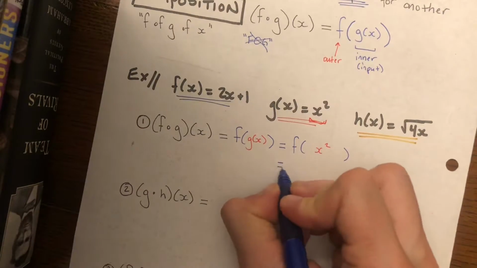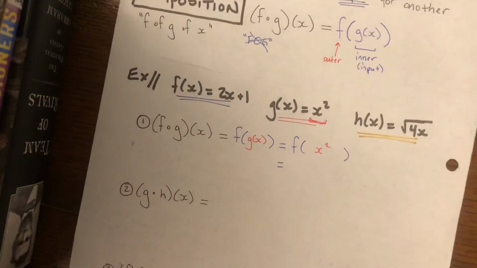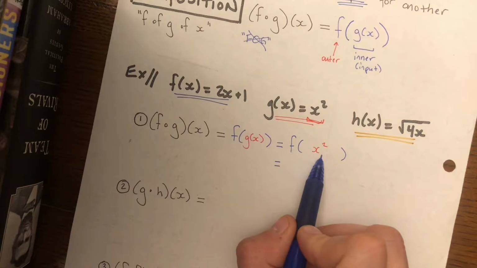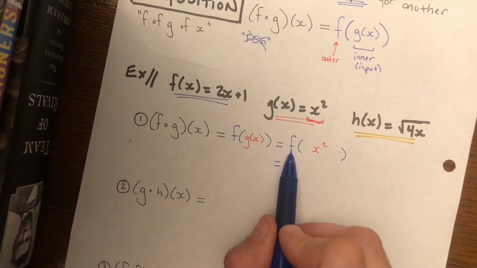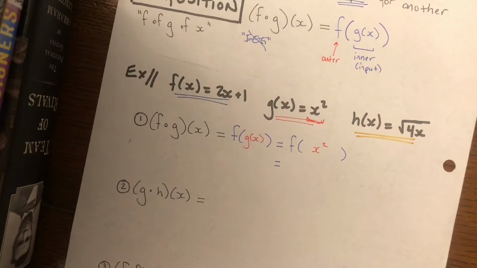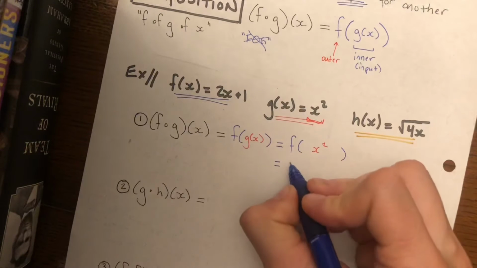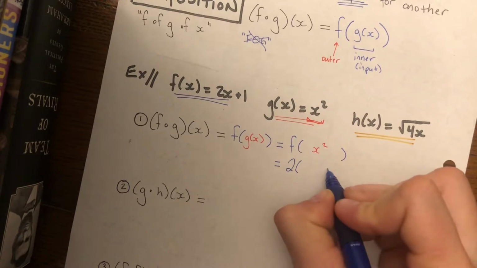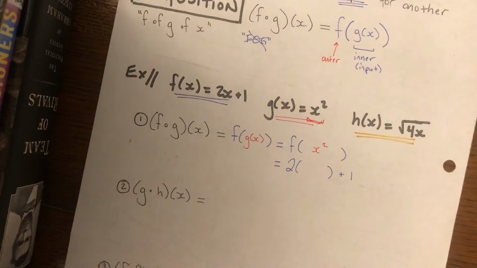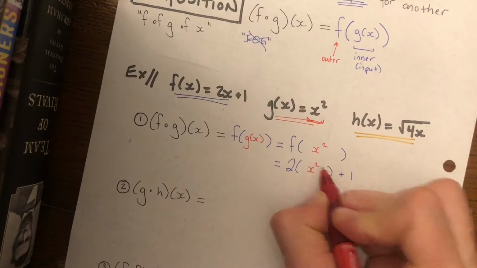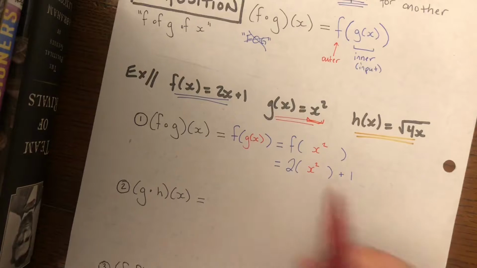Now I'm going to ignore all the things I've done before, ignore compositions, and just think, what is f of x squared? If my input is x squared, how do I evaluate my function? How do I follow the rule? And f, we said, is 2x plus 1. So it's 2 times my input plus 1. And my input in this case is x squared. It's following me around from this g of x. Once I get here, my goal is just to simplify.